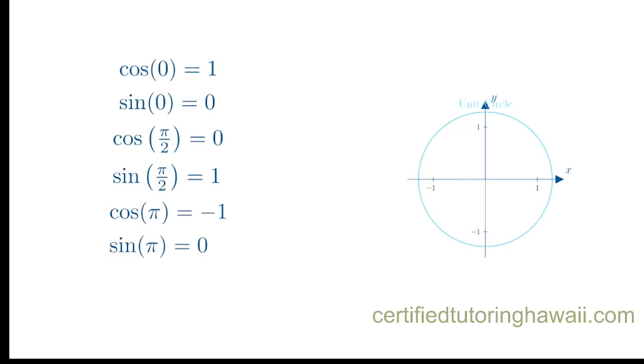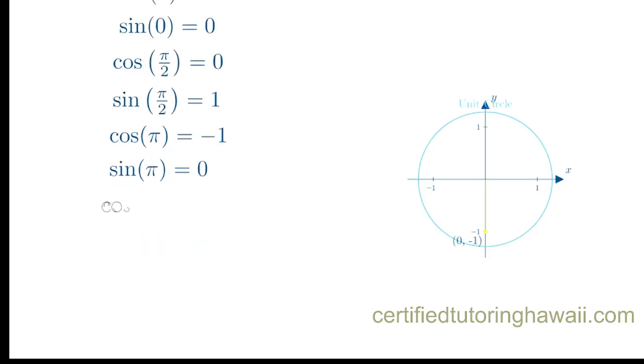3 pi over 2 radians is 270 degrees. The terminal ray points along the negative y-axis, and the coordinates are 0, -1. The coordinates are cos 3 pi / 2, sine 3 pi / 2. So cos 3 pi / 2 equals 0, and sine 3 pi / 2 equals -1. We have found the values for this angle.